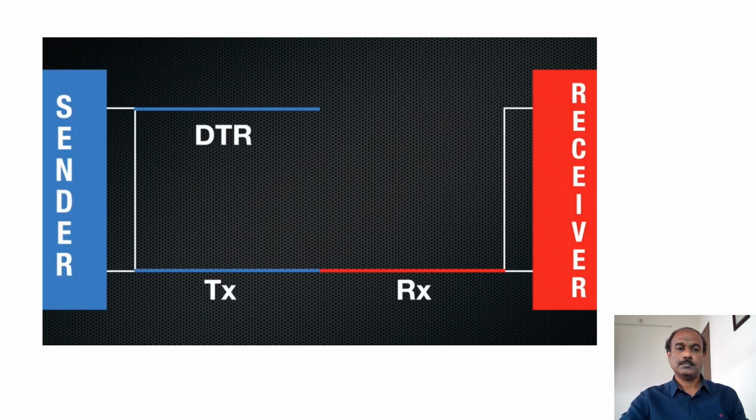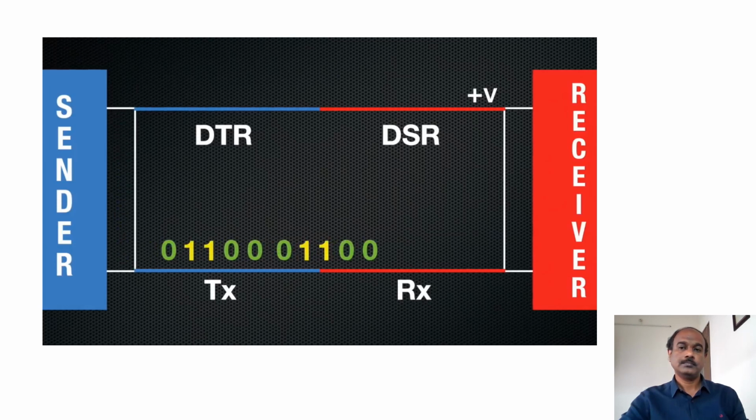On the sender side, this wire is called the Data Terminal Ready, or DTR. On the receiver's end, this is called the Data Set Ready, or DSR. When these are connected and the proper voltage is set by the receiver, the sender knows the receiver is there, and once again, data can safely flow.